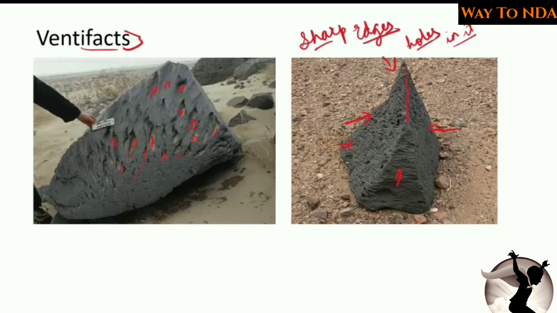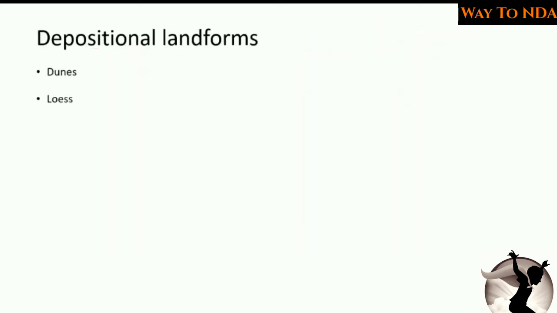So these are the erosional landforms of the arid area. Now let's see the depositional landforms. What are the depositional landforms in the arid area? Mainly we will find dunes and loess. Dunes are very important. There are different types of dunes, and we are going to study about the dunes now.